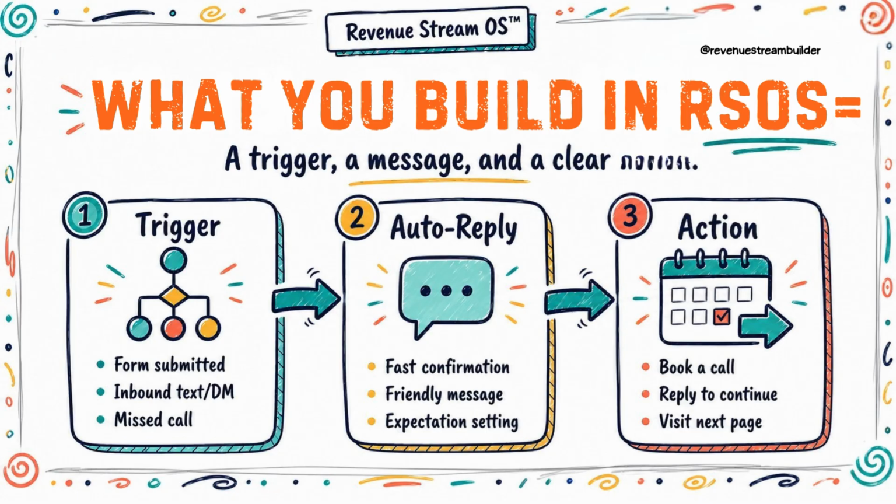A lot of people have the lead comes in part. That's marketing. But the next part, the response and follow up, is what turns attention into money. This is why Revenue Stream OS is not just software, it's structure and the build path. Because the tool without the install plan is where people get stuck.